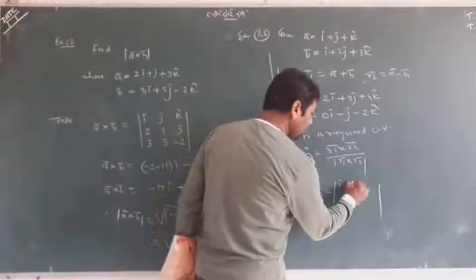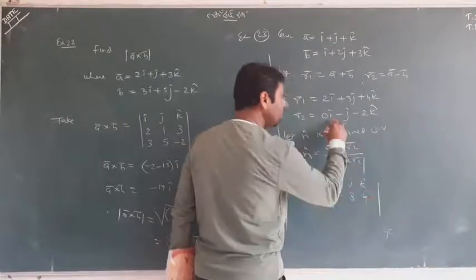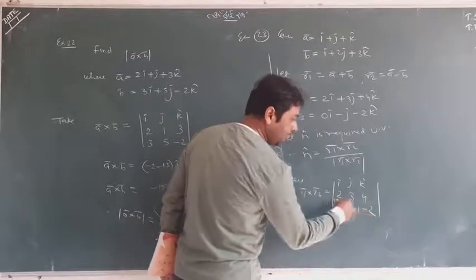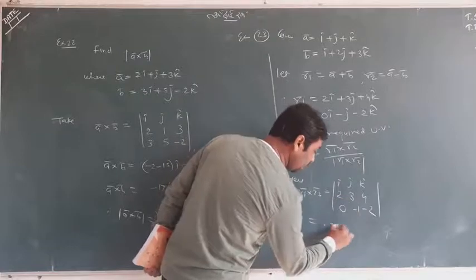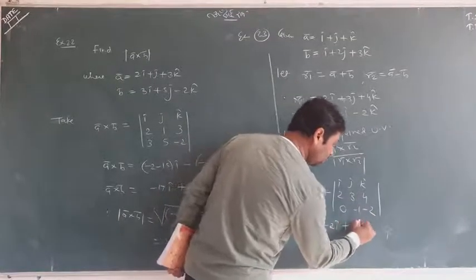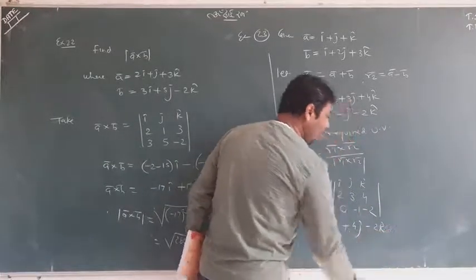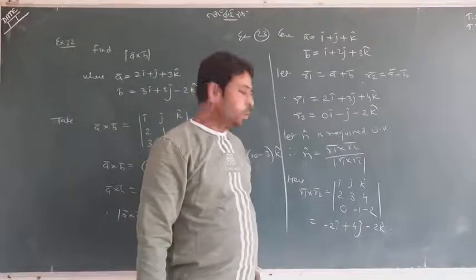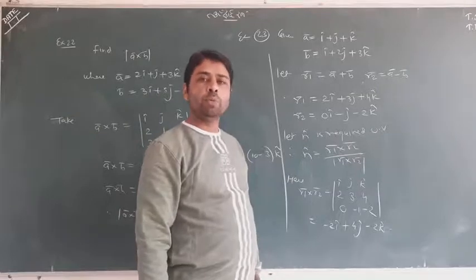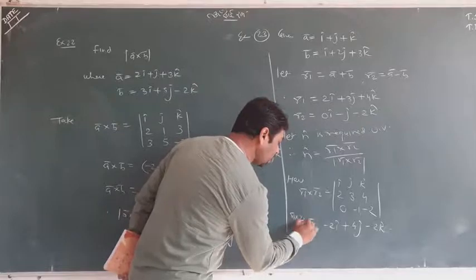So i, j, k, R1: 2, 3, 4. So I'll write 2, 3, 4, 0, minus 1, minus 2. I'll open it all the way. Minus 6 plus 4, minus 2i. Minus 4 minus 0, plus 4j. And k: minus 2 minus 0, minus 2k. You know, I have done this opening of the determinant directly. You can take time, you can do it step by step, the answer will be the same. So this is none else but R1 cross R2 we got.